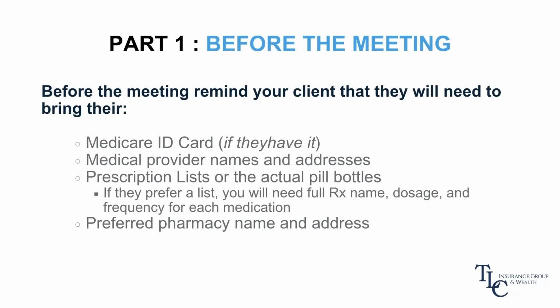Finally, a preferred pharmacy name and address. That's essential. We want to know where they like to get their medications filled, and that'll help us guide them and do good comparisons when we get into Smart Enroll here in a little bit.